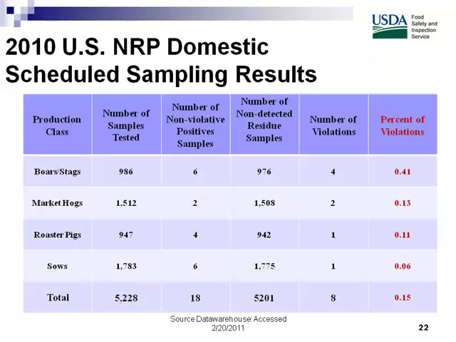This is just showing the percentage of violations is very low. The number of samples that were tested, for example, for the boars and stags was 986, and the number of non-detected residue samples was 976. So the violations, we're not finding a lot of violations in the swine, but overall, the market hogs are making that number come up.